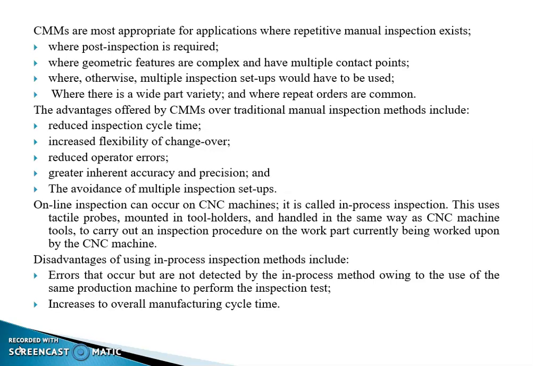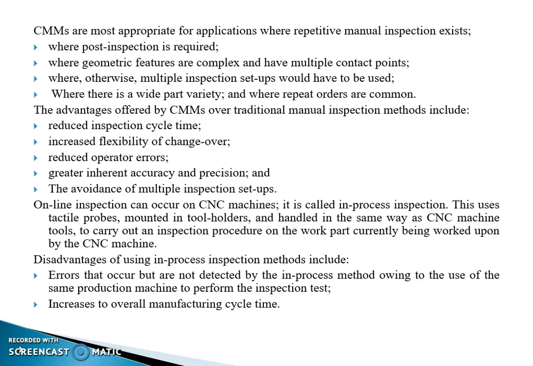And this online inspection can occur on CNC machines. It is called in-process inspection. This uses tactile probes mounted in tool holders and handles in the same way as CNC machine tools to carry out the inspection procedure on the work part currently being used by the CNC machines.